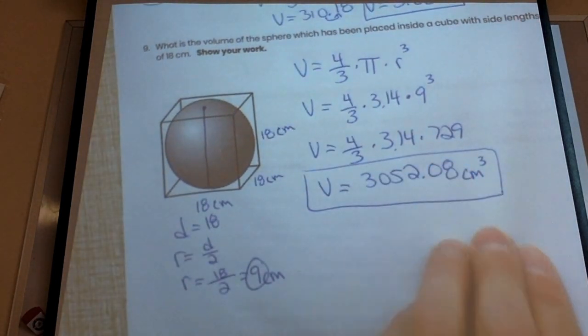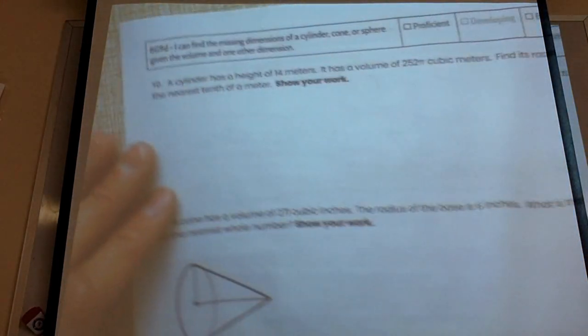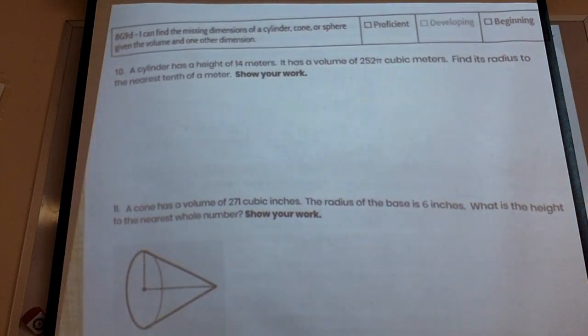Okay, last page. So in our last learning target, what we're going to have to do is I can find the missing dimensions of a cylinder, cone, or sphere, given the volume and one other dimension. So in this case, number 10 says a cylinder has a height of 14 meters, has a volume of 252 pi cubic meters. So find its radius to the nearest tenth of a meter. We have to show our work.